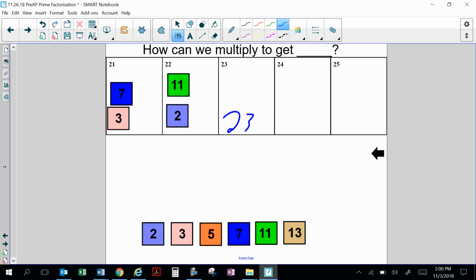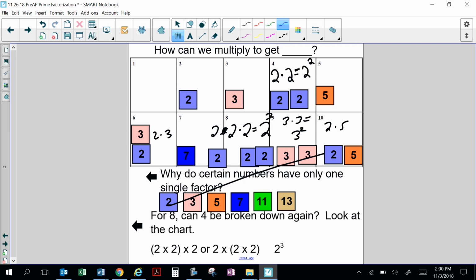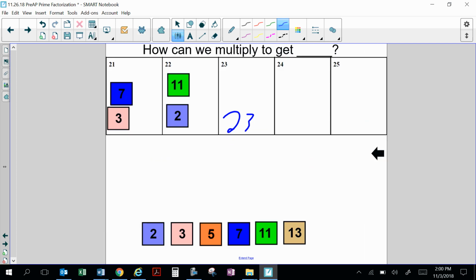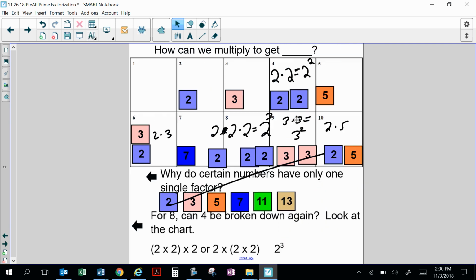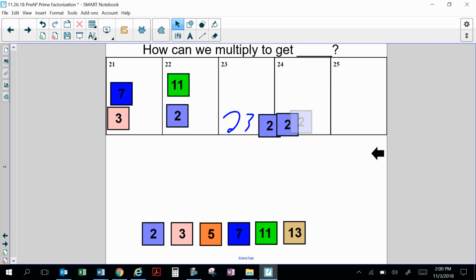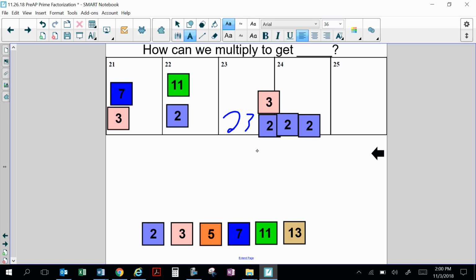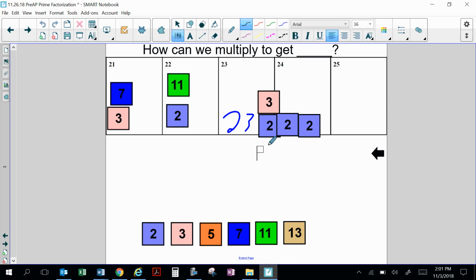24. How can we multiply to get 24? Many ways, many factors that make up 24. I'll try 4 times 6. If I go back to my table, I see 4 is represented by 2 times 2, and 6 is represented by 2 times 3. And we'll put the 3 here. And so 24 is represented by 2 cubed times 3.